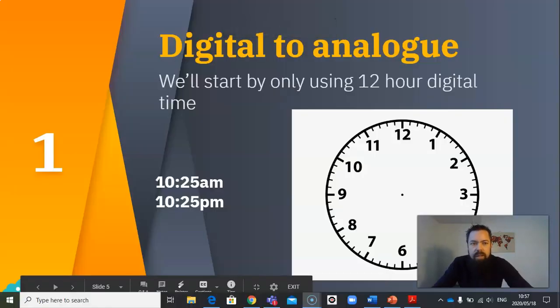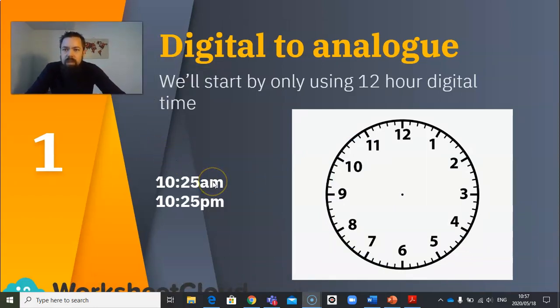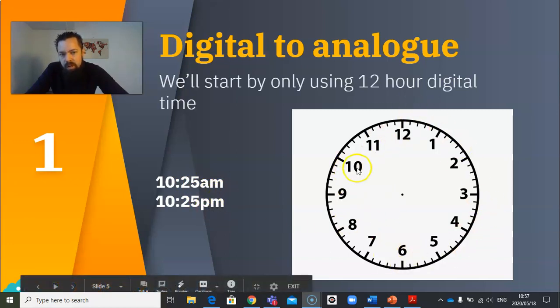So this time we're looking at digital to analog. Let's put myself up there. Digital to analog, we start by using only 12-hour digital time. So what that means is when we got this, we're going to use AM or PM, and it actually doesn't matter which one it is because it's going to look the same on this clock.